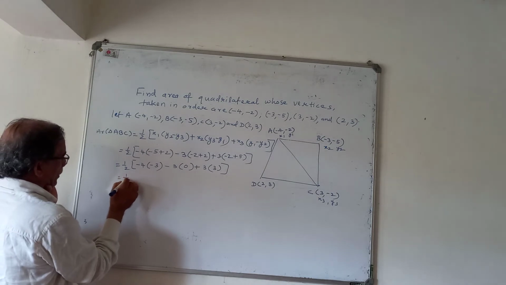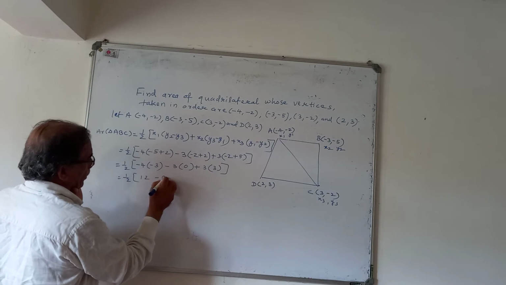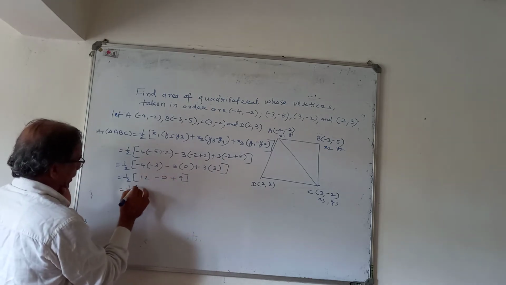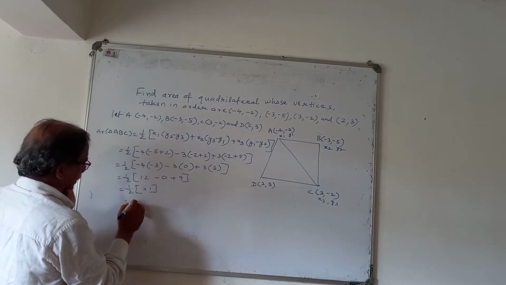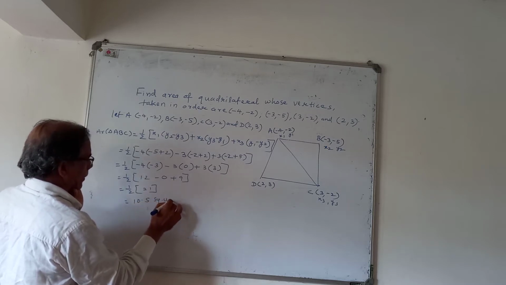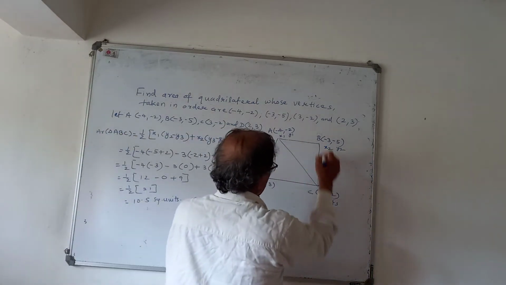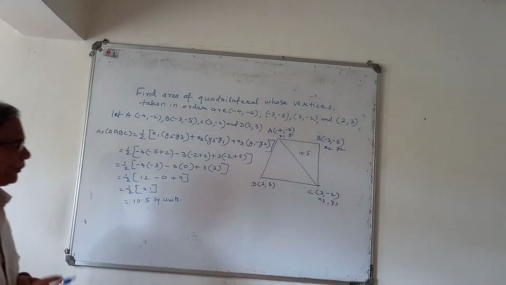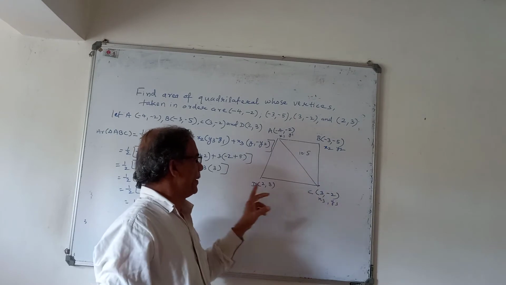So that is half into (4 threes are 12, 3 into 0 is 0, plus 9). So that is half into 21, which is 10.5 square units. So the area of this triangle ABC is 10.5. Okay. Now we have to calculate the area of triangle ACD.